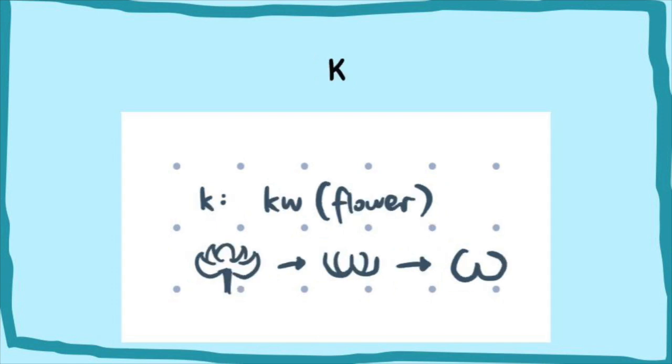Ka. This letter comes from the word ku, the word for an edible species of flower. It evolved from the drawing of the blooming flower. The letter is written in one stroke from left to right. Its name is ki.